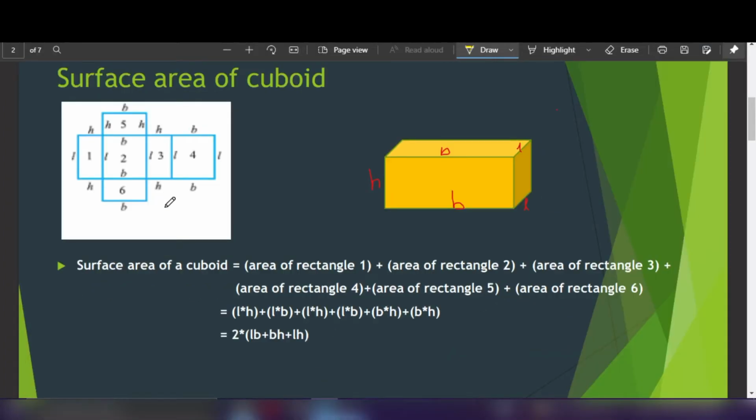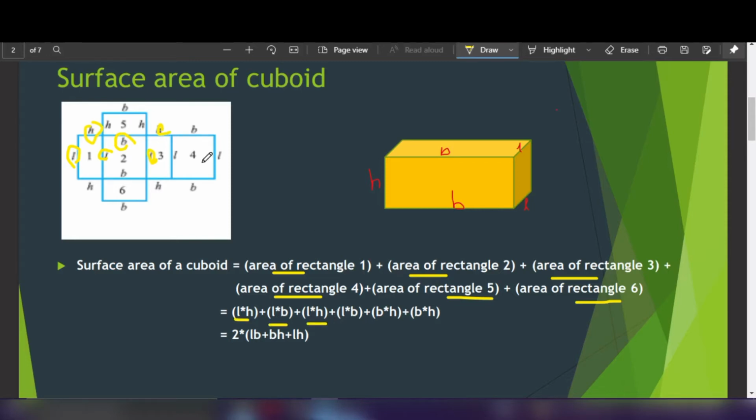So to find the surface area of a cuboid, you have to add up all the areas of the 6 rectangles. That is, area of rectangle 1, area of rectangle 2, area of rectangle 3, area of rectangle 4, 5 and then 6. So now consider here, for the first rectangle, the area will be length into height, and for the second rectangle the area will be length and breadth. For the third rectangle it will be length and height. See, L into H, L into B and L into H.